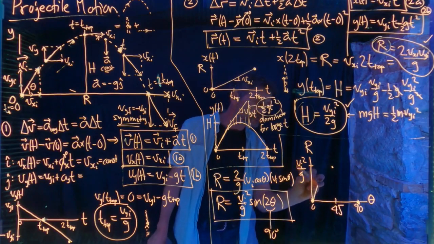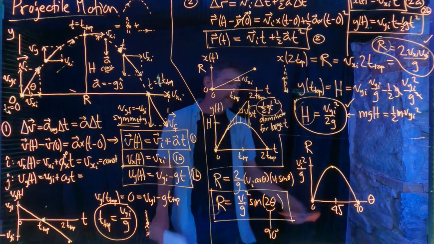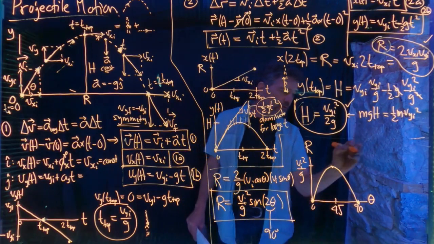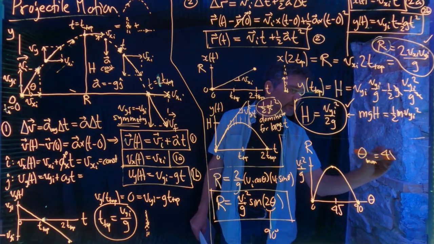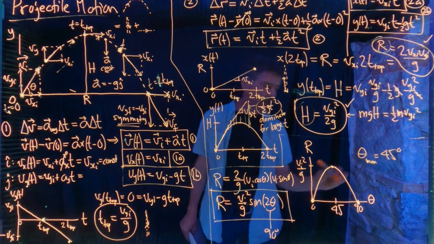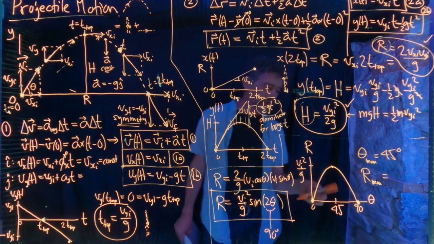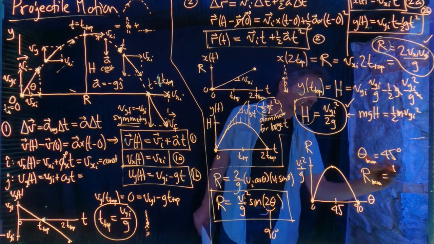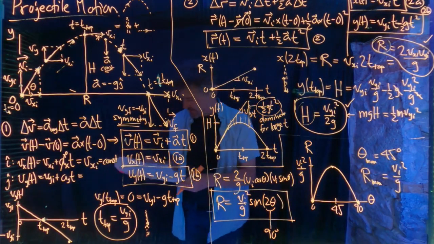Okay, and so the range looks like this. It's this sine function. Looks like that. And so obviously the angle theta for maximum range is 45 degrees. And in that case, at that launch angle of 45 degrees, 45 times 2 is 90 degrees, sine of 90 is 1, so the maximum range is going to be v initial squared over g.